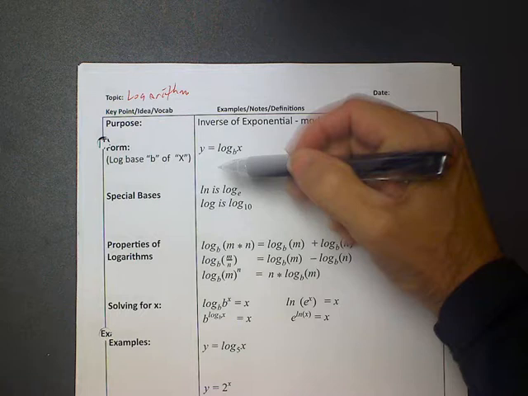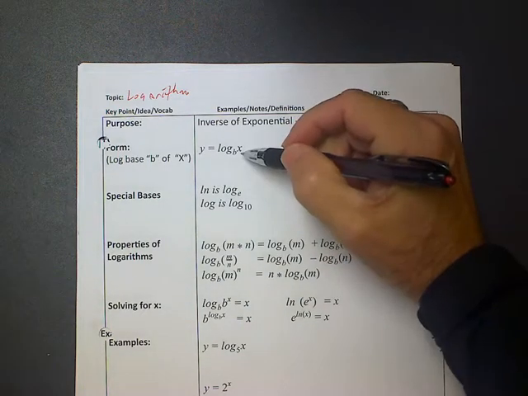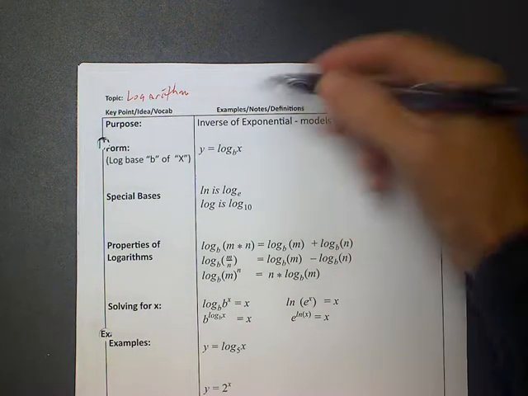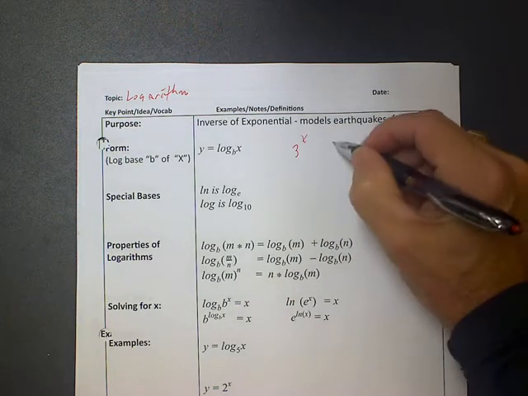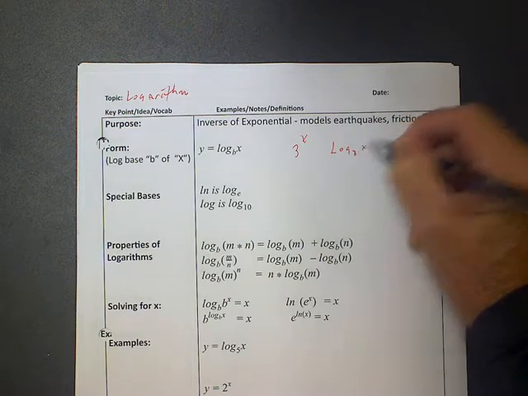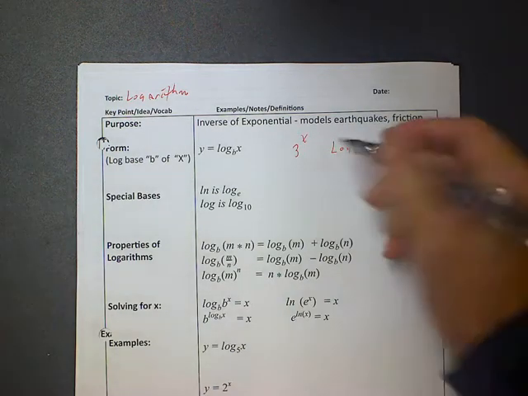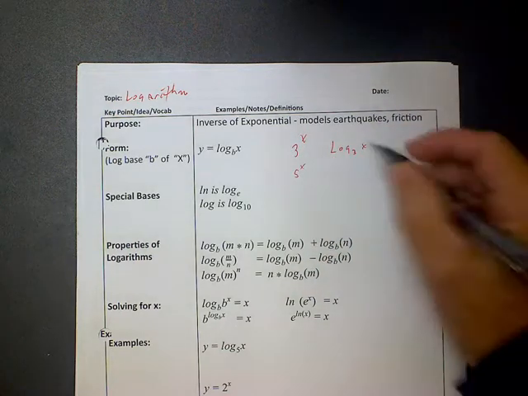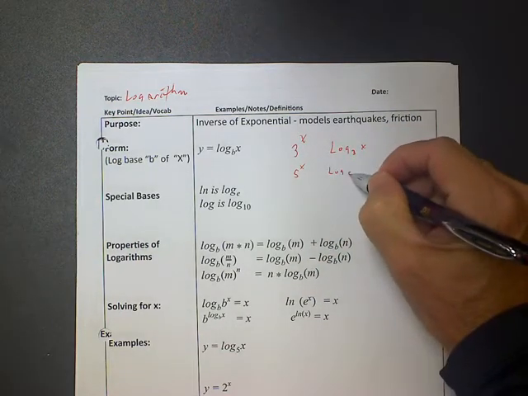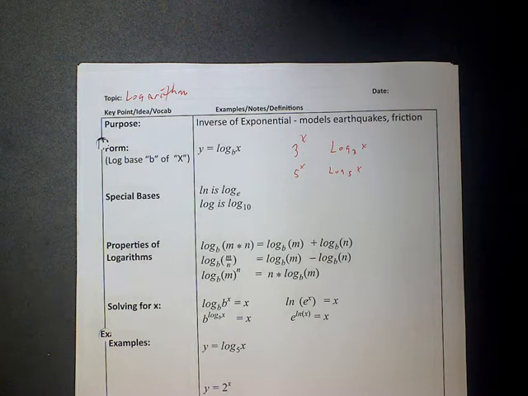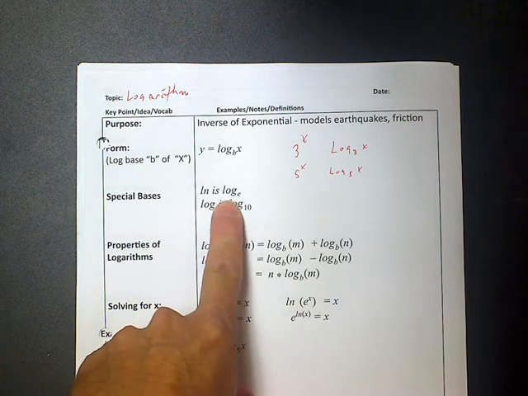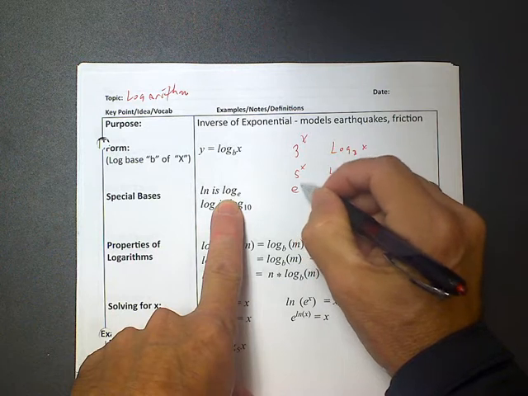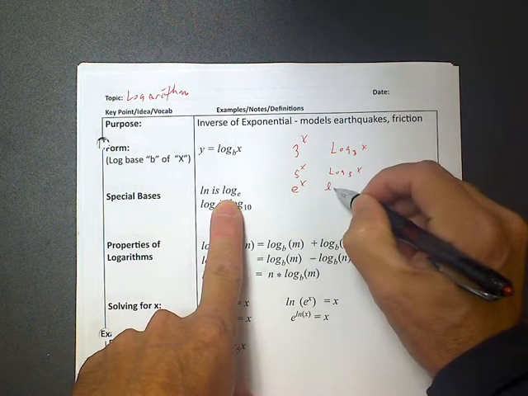There's a couple special ones out here. B can be any number. Log base 2, log base 3. So for instance, if I have 3 to the x, the opposite of that is log base 3. That's the inverse of it. Okay, if I have 5 to the x, the inverse of that is log base 5. We have 2 that have no base on them, but there's a base implied. Natural log is log base e. So if I have e to the x, its inverse is natural log.